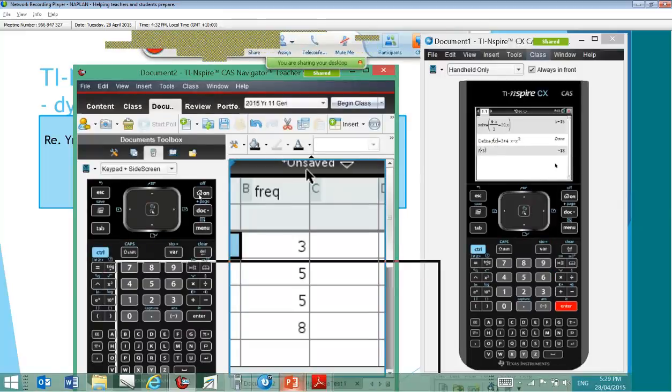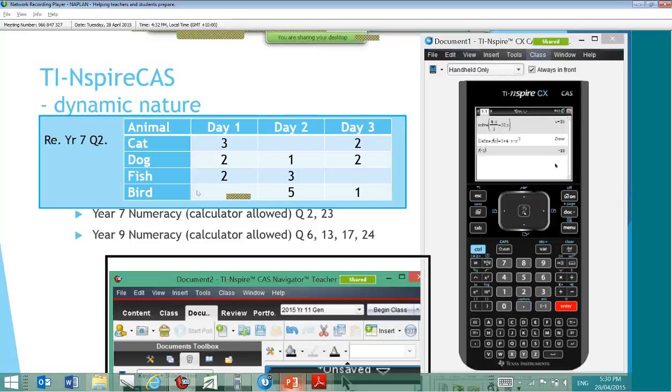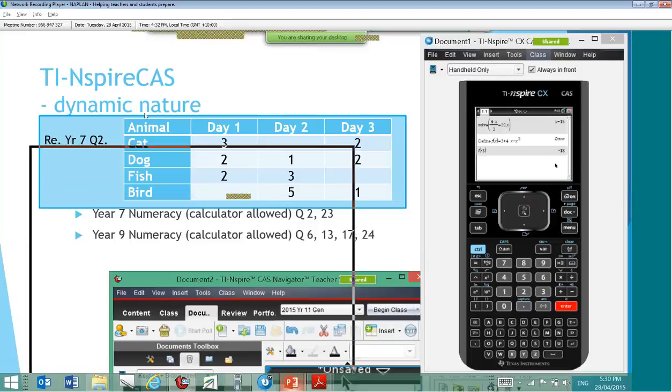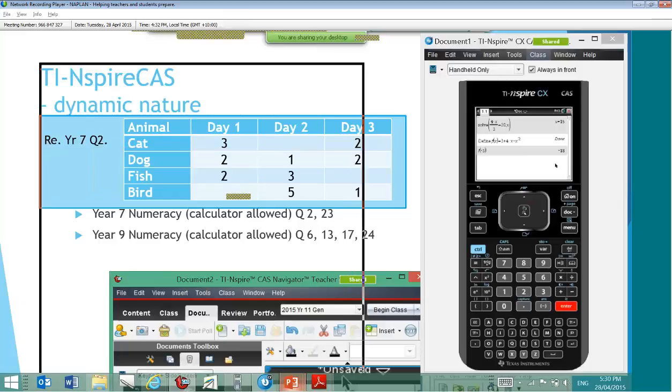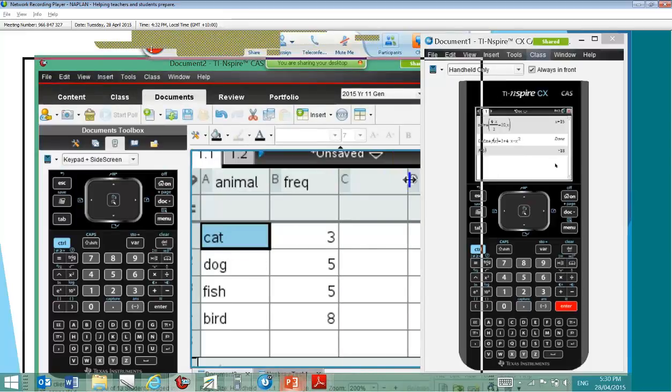So the question is, okay, I've got on day 1, so I've got a job feeding people's pets. I fed 3 cats on day 1, 2 dogs and 2 fish. On day 2, I did 1 dog, 3 fish and 5 birds, etc. And the question on the Year 7 paper there was then having students relate that to some sort of graph. Here's what it looks like in the Inspire environment.